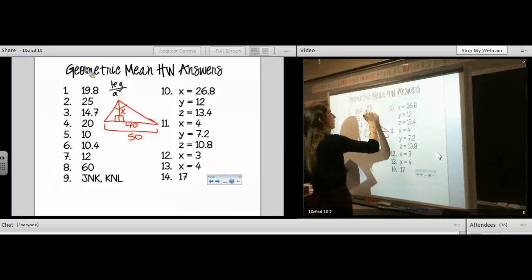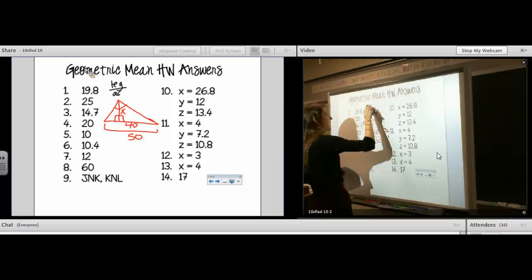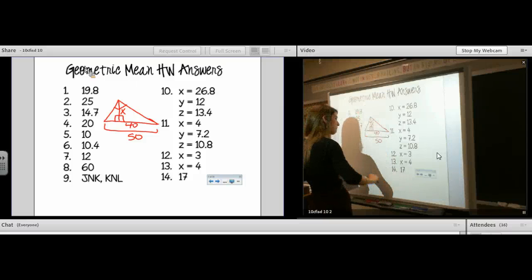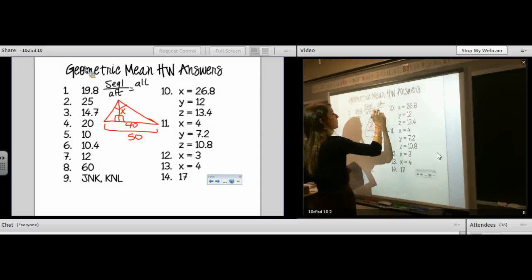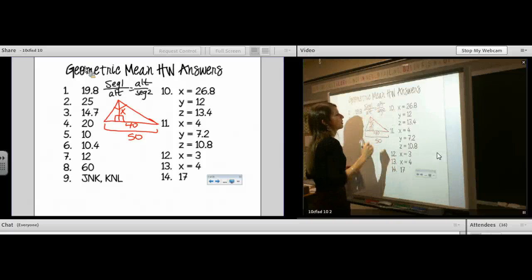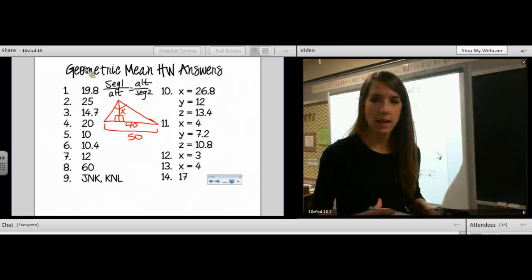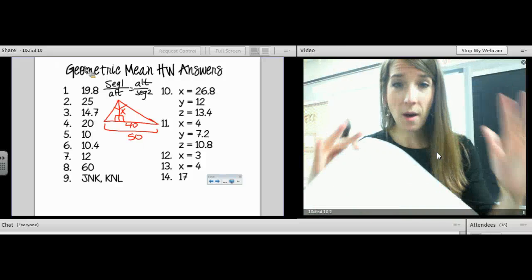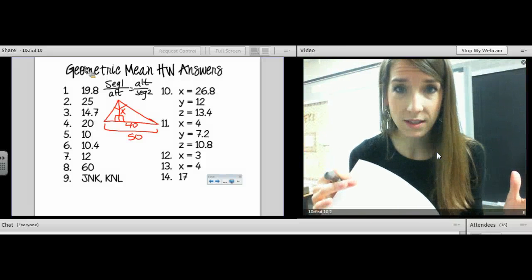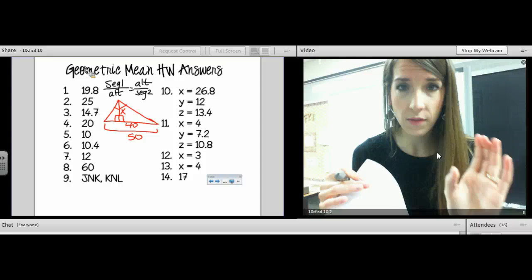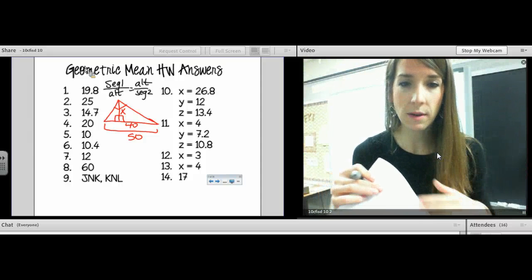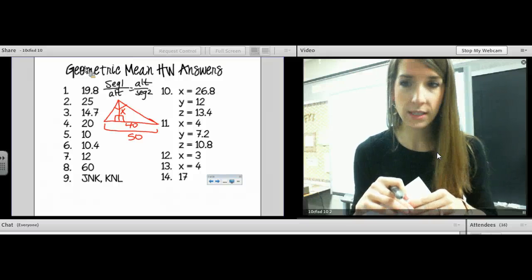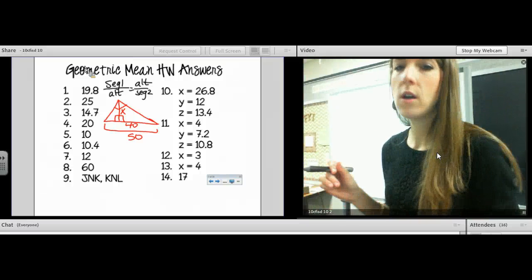Seg over altitude equals altitude over the other seg. Oops, not leg, seg. I meant to put seg. When I say seg 1 and seg 2, I'm talking about the hypotenuse having been broken up into segments. So seg 1 would be one of the segments, and seg 2 would be the other segment. So the altitude is the geometric mean of the pieces of the hypotenuse.